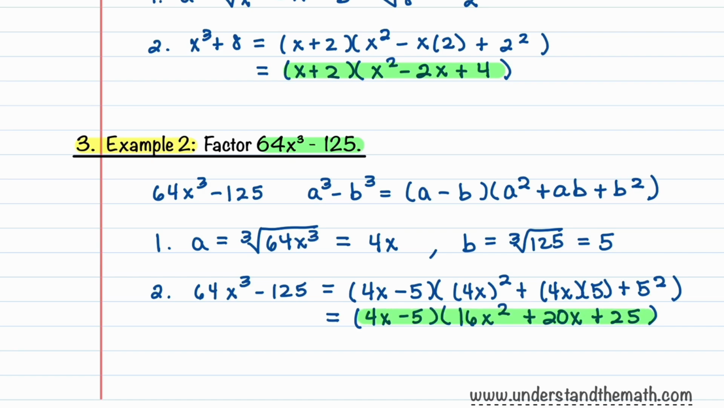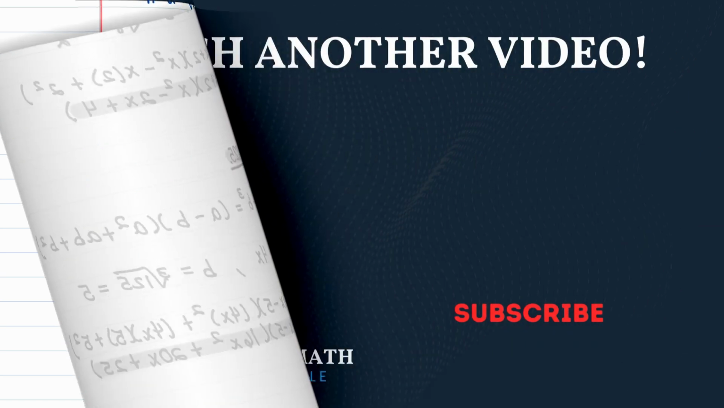And that's it. Let's recap. When factoring a sum or difference of cubes, you first identify the cube roots of each term, choose the correct formula, and then plug A and B into the formula and simplify. Recognizing cube patterns takes practice, but once you know these formulas, the problems become much easier.